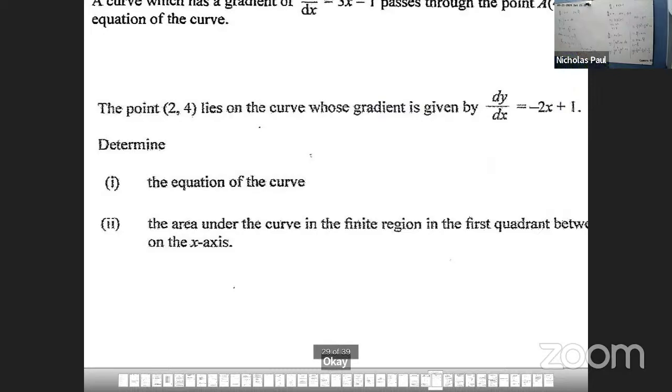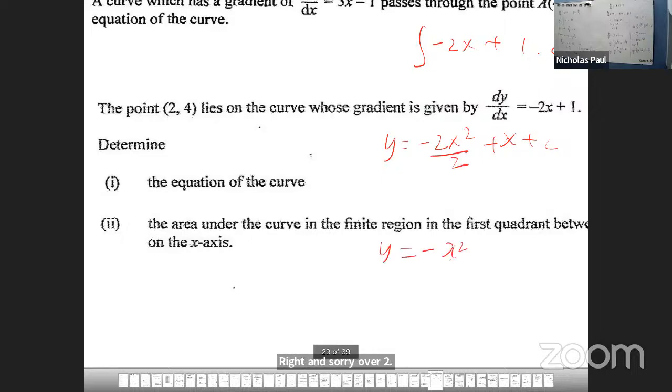Right, online, let me show you the answer quickly. The integral of minus 2x plus 1 will be minus 2x squared over 2 plus x plus c. So you'll get y is equal to minus x squared plus x plus c. Once you have that, you just plug it in. x is 2, y is 4, and you'll get c is 6. So your final answer is y equals minus x squared plus x plus 6.